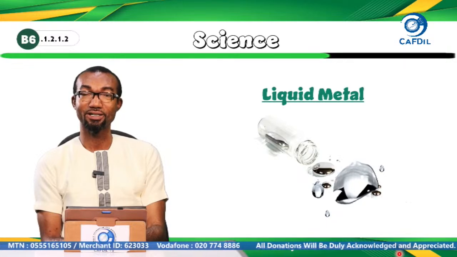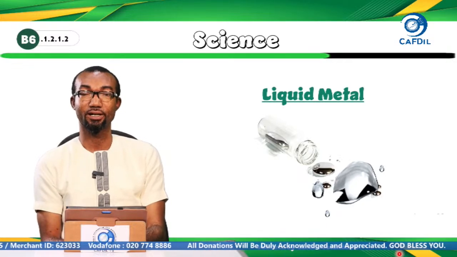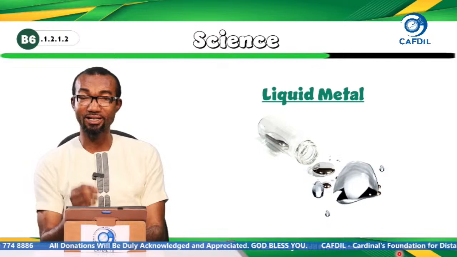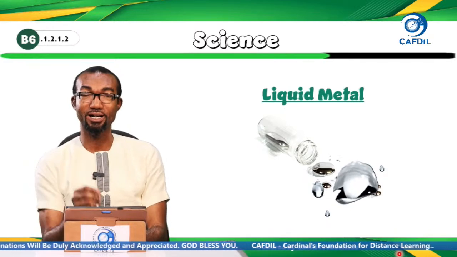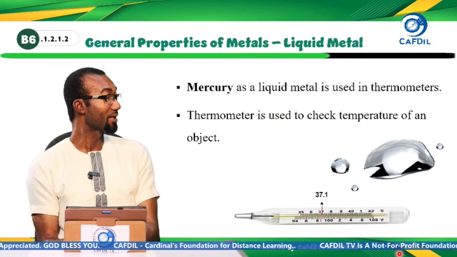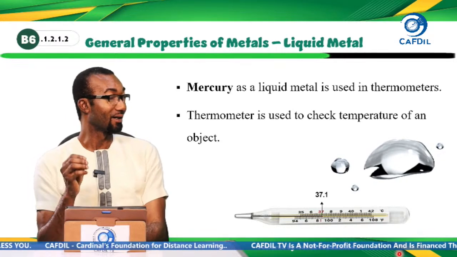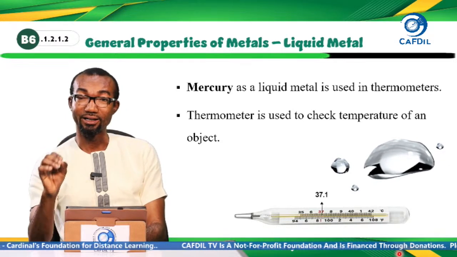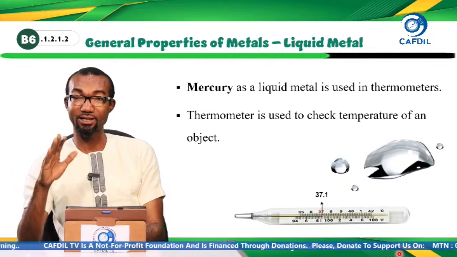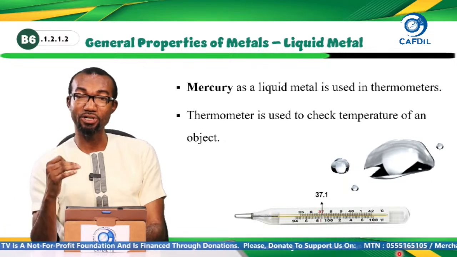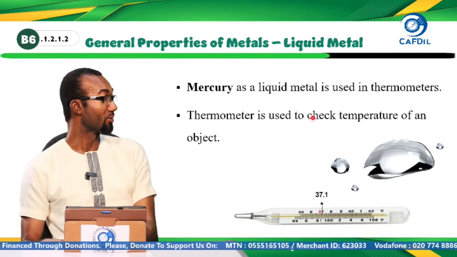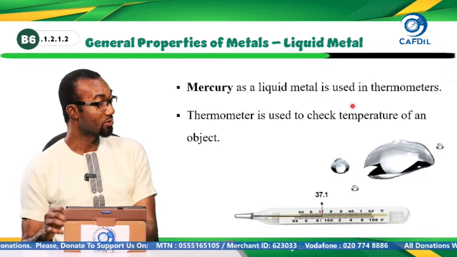Then we have another metal that is liquid at room temperature. Can you remember the example of that metal that is liquid at room temperature? Good, mercury. So mercury is a liquid metal that is liquid at room temperature. And because of the liquid nature of mercury, we can use it in thermometers. So mercury as a liquid metal is used in thermometers.